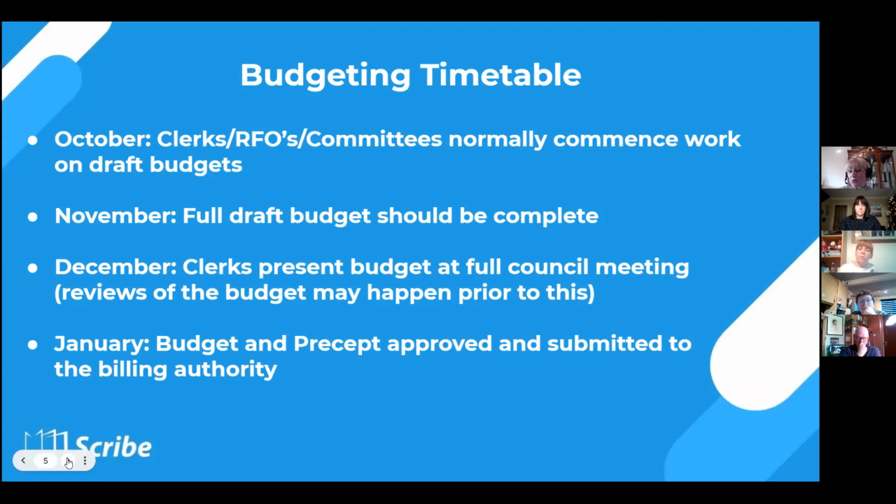Most councils consider their budget between November and January. Some larger councils may spread this item over a few meetings, so councillors have a bit longer to consider what is being proposed. So does anybody have any questions they'd like to ask me at this point, please?